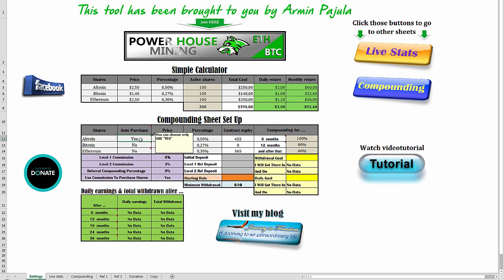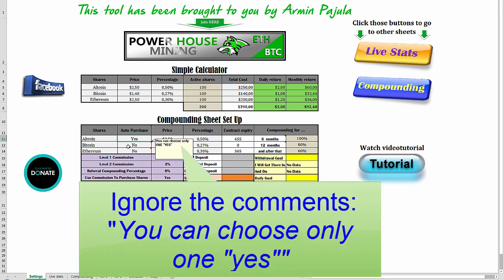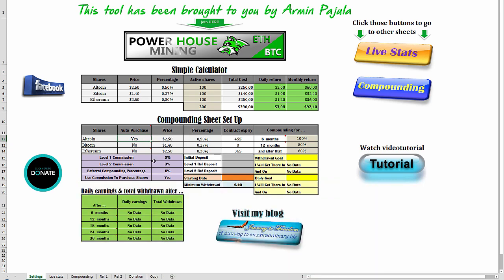So let's say you have $12 in your account, and with this kind of settings you are buying 4 altcoin minings, which is $10 in total, as one contract costs you $2.50, and the rest of your money will not be spent. If you choose both yeses, so here yes and Bitcoin yes, then first it will use your money to purchase altcoin, and when something is left to purchase Bitcoin, it will use the rest.